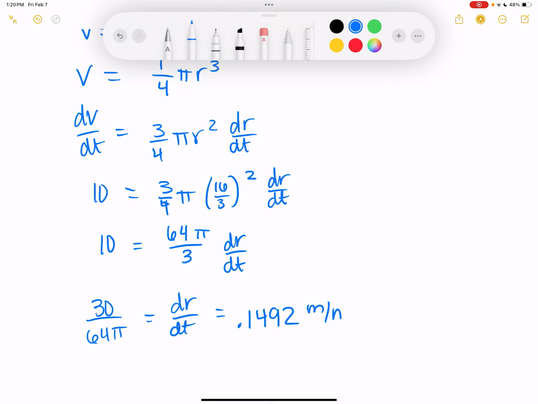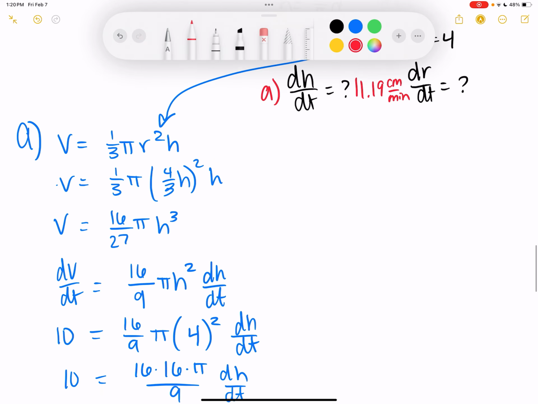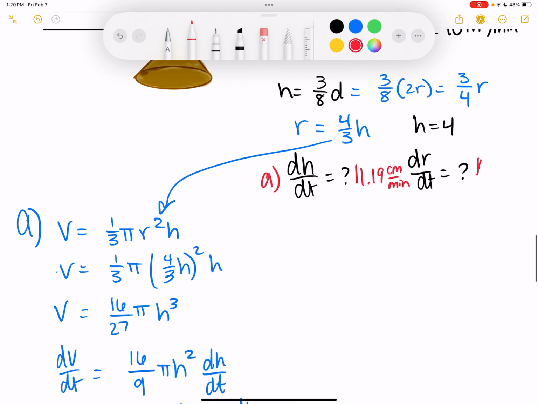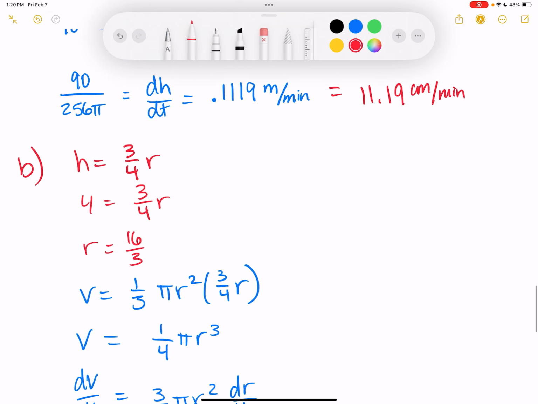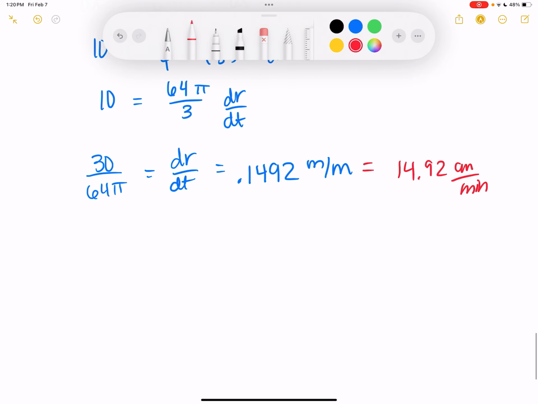And that's still meters per minute, but I need centimeters, so I get 14.92. So dr dt all the way back up here is 14.92 centimeters per minute. Done.